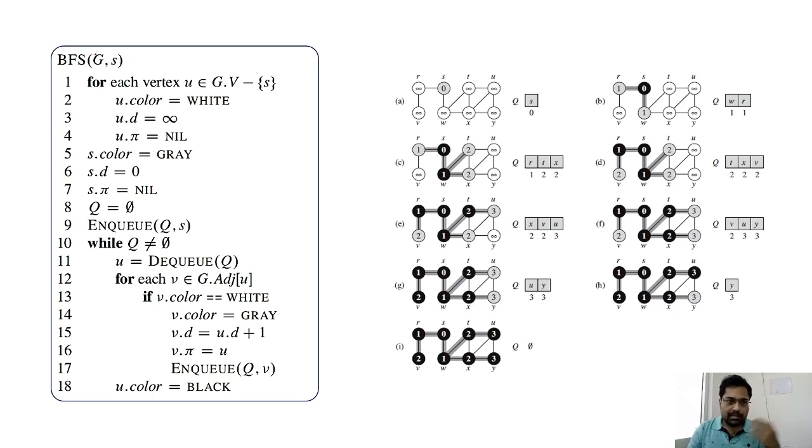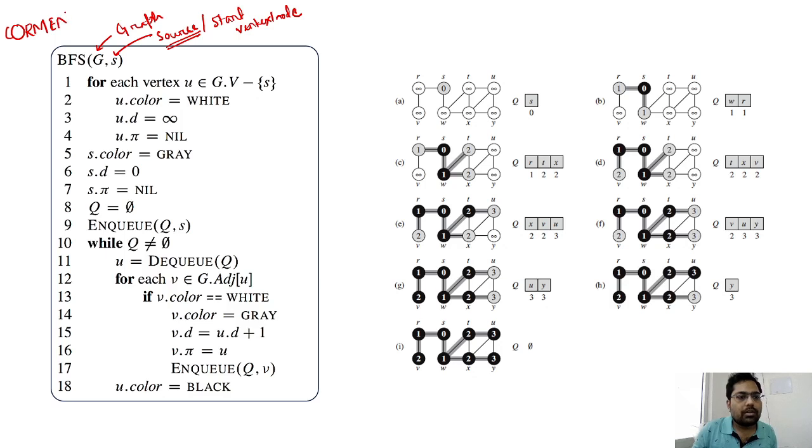Here, as in the first introduction video, G stands for graph. S stands for the source, or instead of source you can say the starting node, the start vertex. Any node you can pick as a starting node or source vertex. This BFS algorithm I kept from Cormen, the Introduction to Algorithms book written by Cormen and other authors.